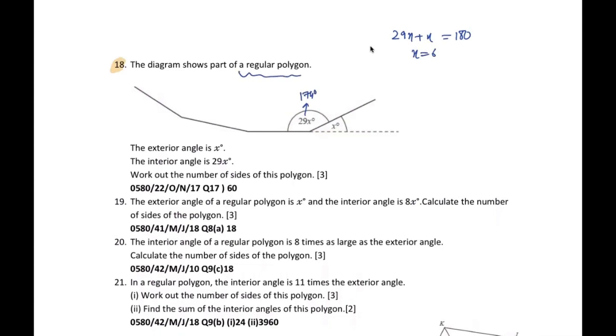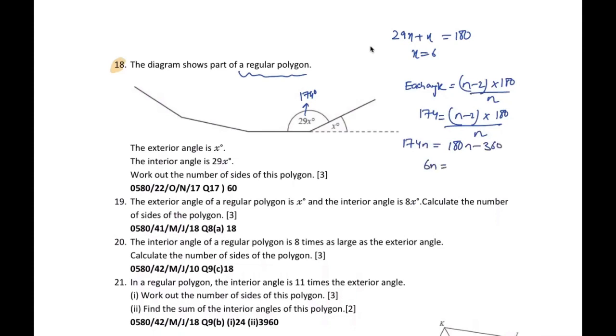Now it's a regular polygon. Each angle of a regular polygon is equal to n minus 2 times 180 divided by n. Each angle is 174. We need to work out the value of n. So 174n equals 180n minus 360. 6n equals 360. n is 360 upon 6, that is 60. So this polygon is going to have 60 sides.